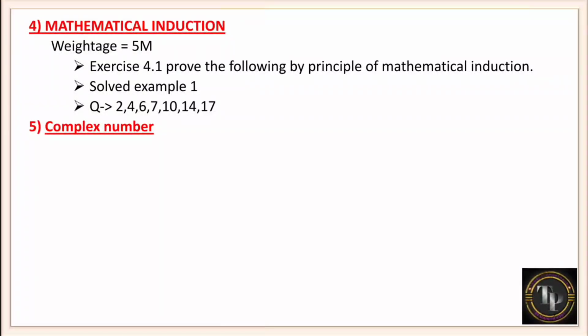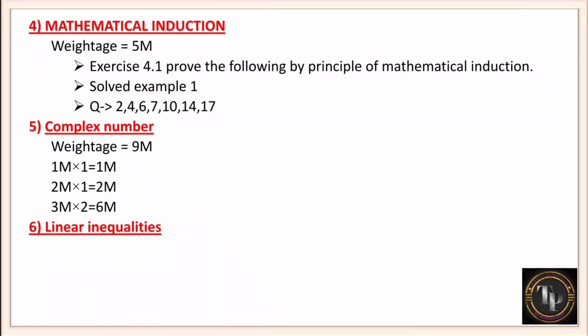Chapter number 5, complex numbers. In complex numbers also, weightage is 9 marks: 1 mark 1 question, 2 marks 1 question, and 3 marks 2 questions. 6th chapter and last chapter is linear inequalities, and here weightage is 7 marks: 2 marks 1, and 5 marks 1.